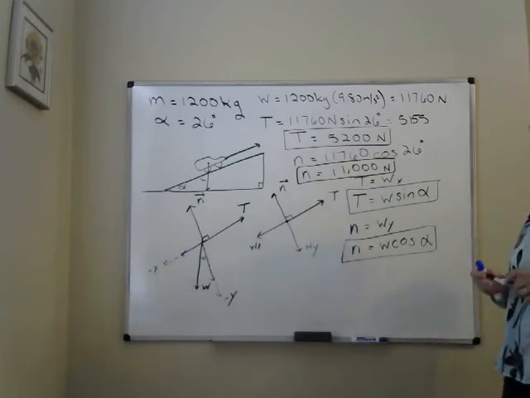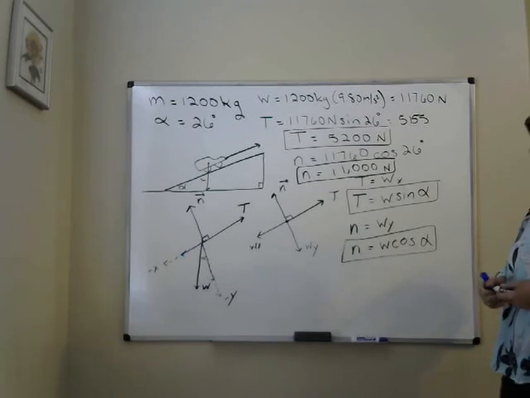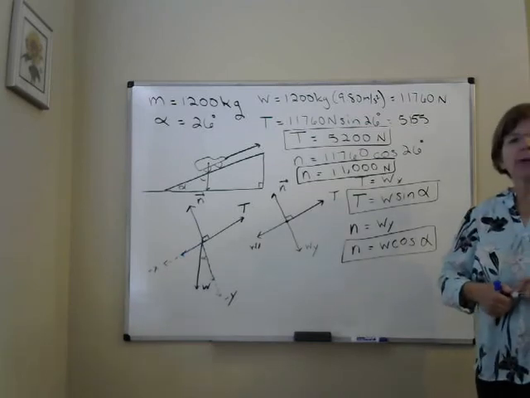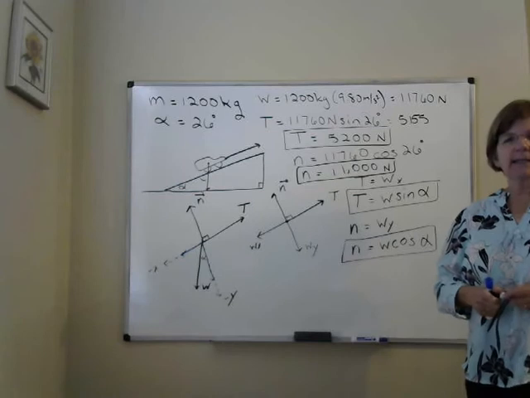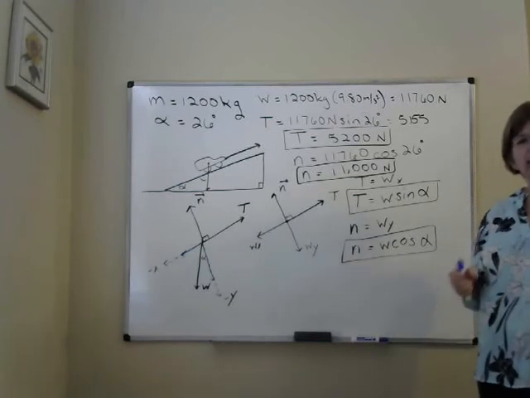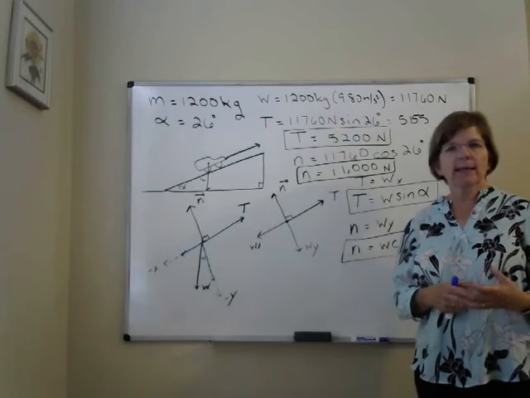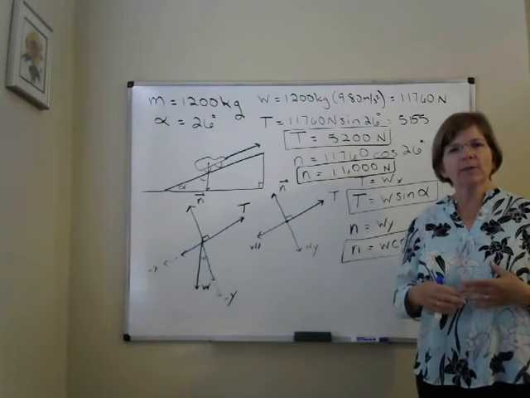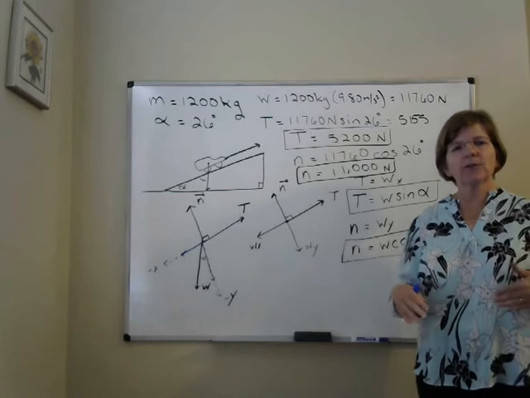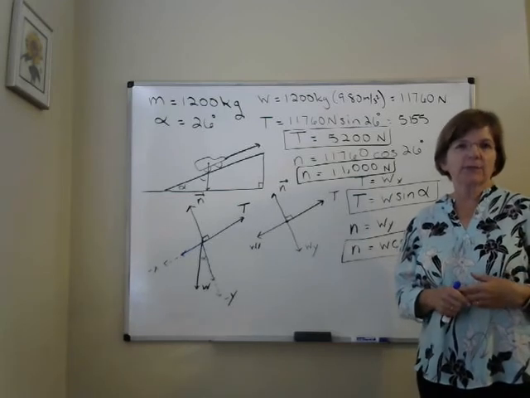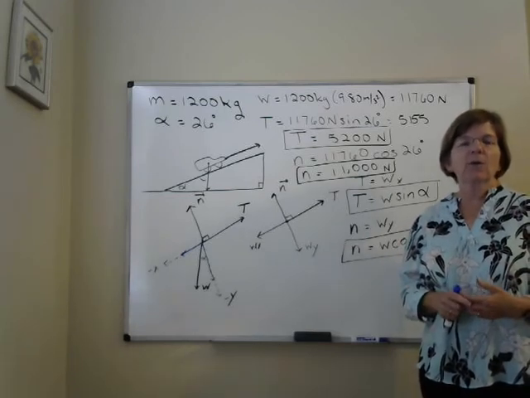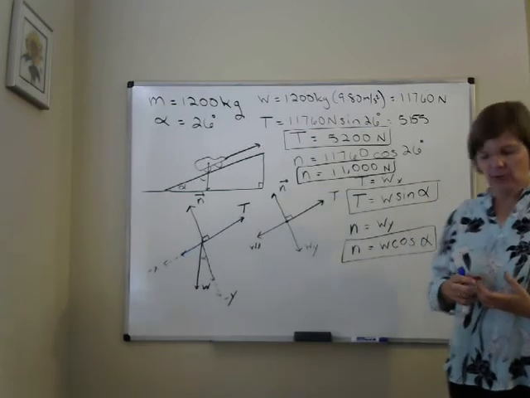Okay, so there's our second example. It too was an example of static equilibrium. Nothing's moving in this example, but we had a really important lesson, and that was how do I take the weight and break it into a horizontal component or a component parallel to the ramp, and how do I break it into a vertical component or a component that's perpendicular to the ramp.